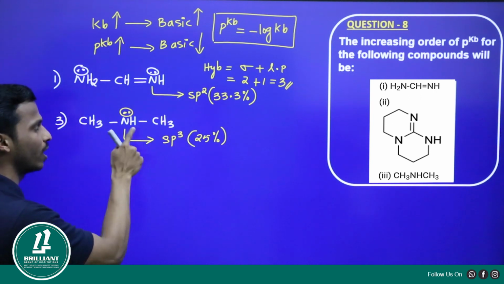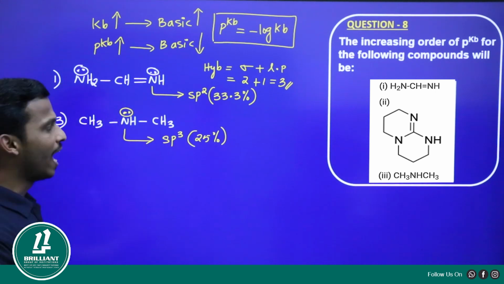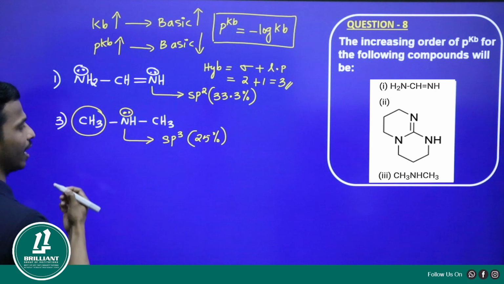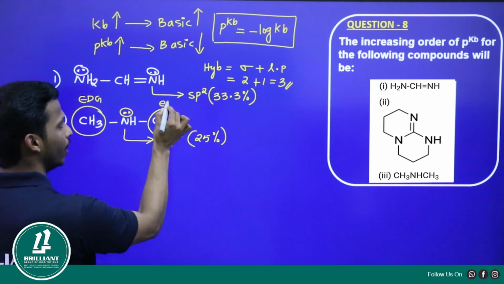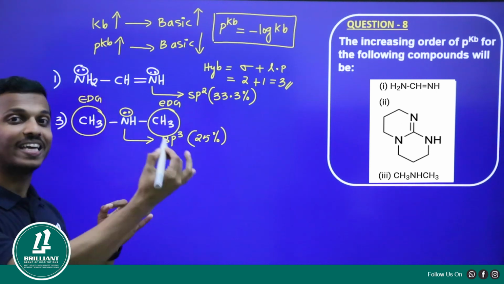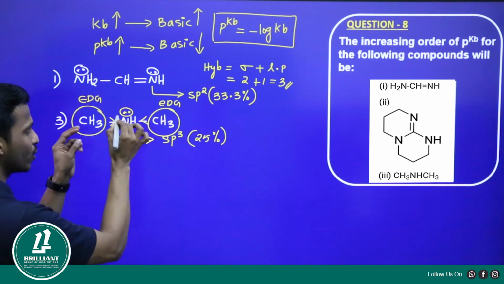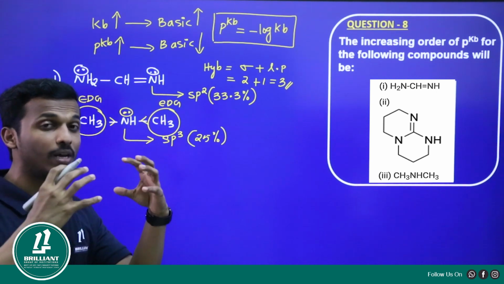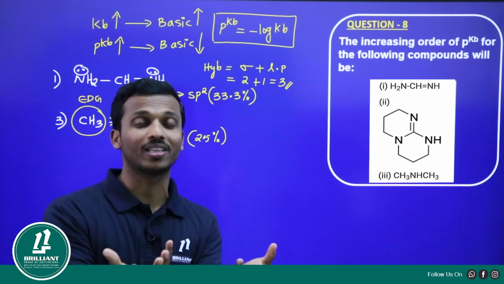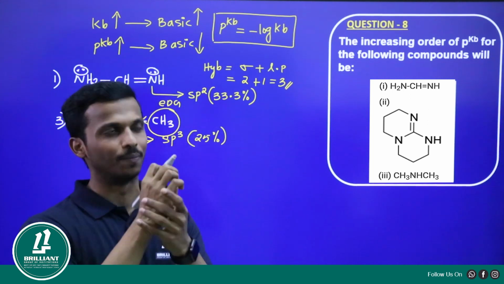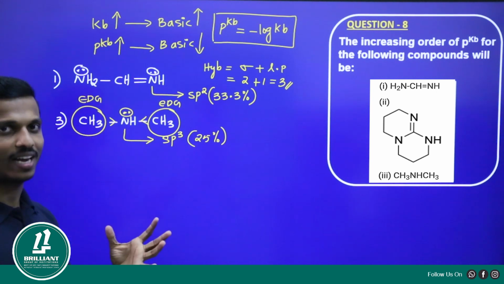And one more thing. So as per this case, which is the more basic one? This will be the more basic one because it is ready to donate the lone pair, because its s character is lesser. And one more reason: this is an alkyl group. Alkyl groups are electron donating groups, and electron donating groups will increase the basicity. Because this CH3 can donate electrons, the nitrogen will be highly electron rich. If it is highly electron rich, it is ready to donate the lone pair, so it is highly basic in nature. So when you consider the first and third compounds, the third is more basic than the first one.